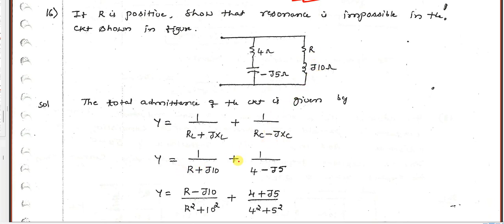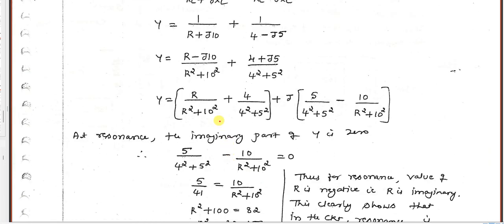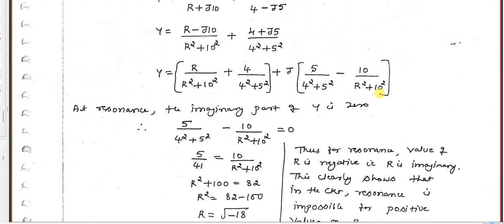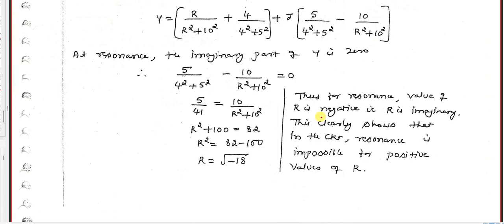Here we have R plus j10, and here we have 4 minus j5. Rationalize, separate the real part and imaginary part. And at resonance, equate the imaginary part to 0. You will get imaginary part equal to 0.